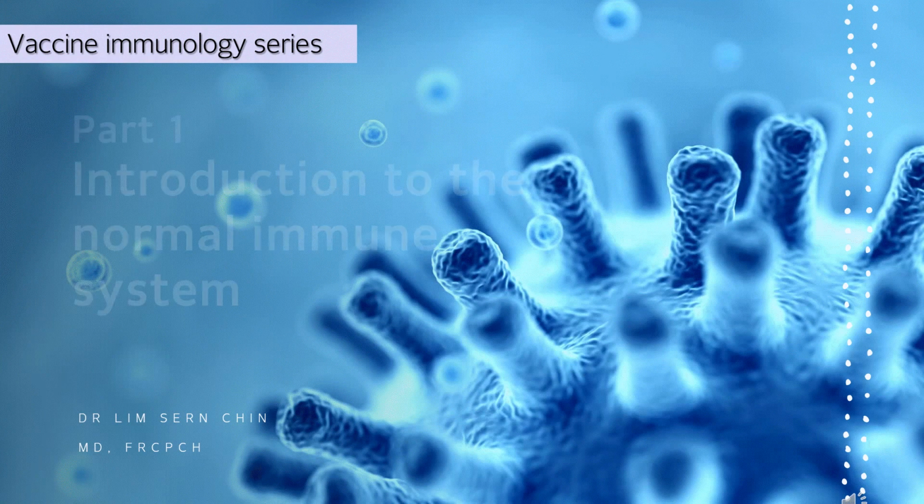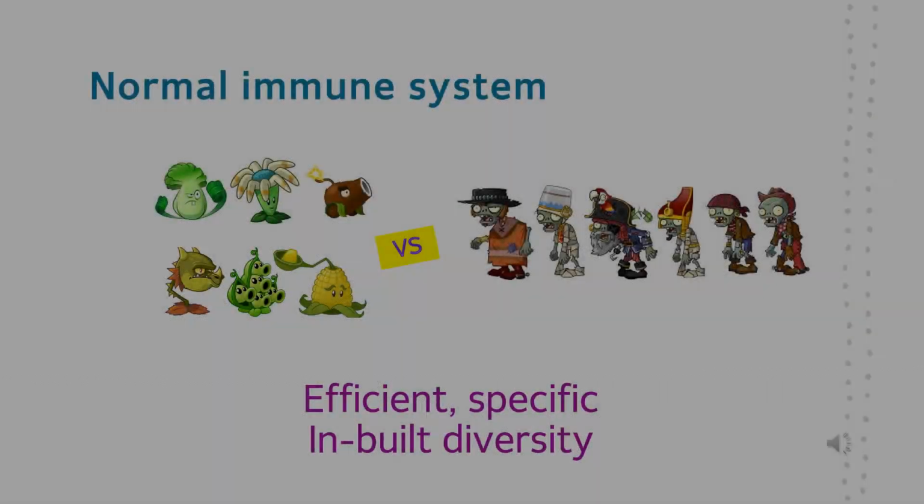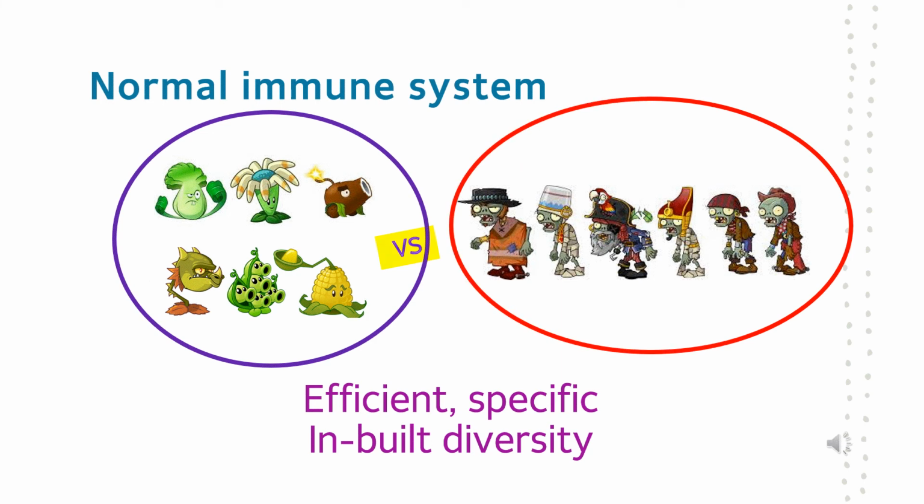This is part 1 of our series in vaccine immunology. In order to understand the immunological basis of vaccination, we need to first understand some basic workings of our normal immune system. Imagine that our immune cells are like these groups of plants here, very diverse, with different capabilities to handle different types of pathogens, which are represented by the zombies here.